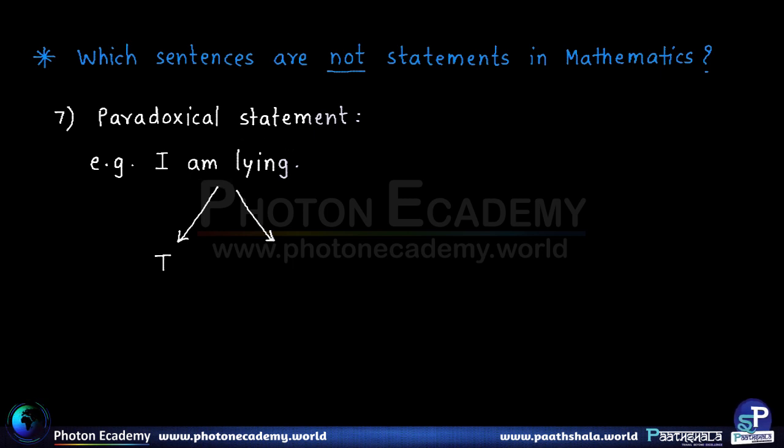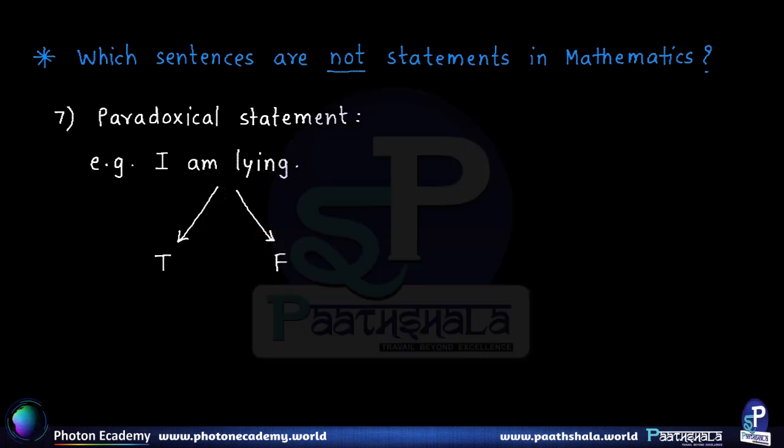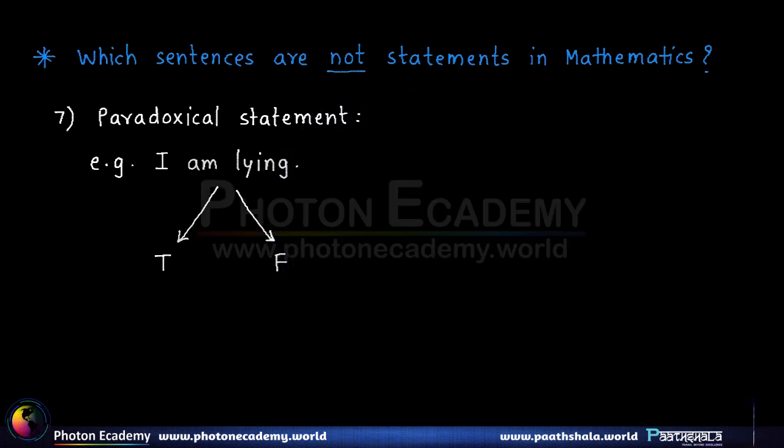On the other hand, if we think of this statement to be false, that is, "I am lying" is false, that means I am not lying, which means I am speaking true. So that again contradicts what was told originally. Therefore, here we end up in a difficult situation and we are not able to assign a single truth value to this sentence. Therefore it is not a mathematical statement, right?